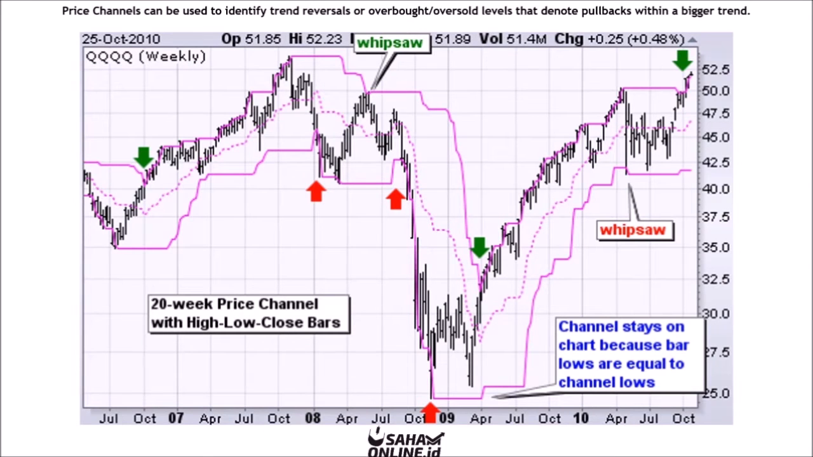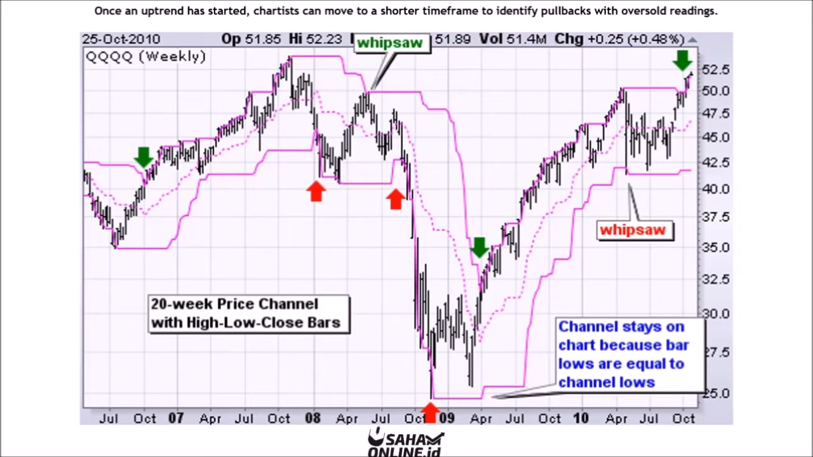Price channels can be used to identify trend reversals or overbought, oversold levels that denote pullbacks within a bigger trend. A surge above the upper channel line shows extraordinary strength that can signal the start of an uptrend. Conversely, a plunge below the lower channel line shows serious weakness that can signal the start of a downtrend.